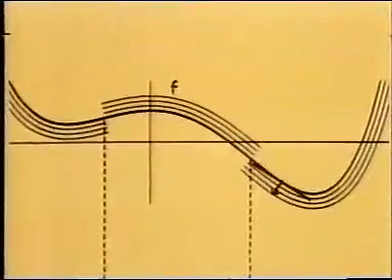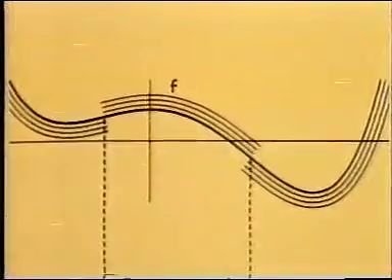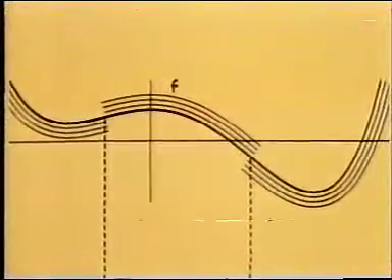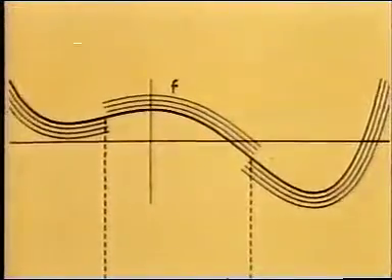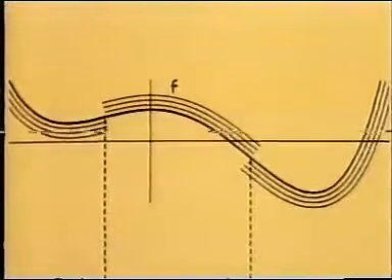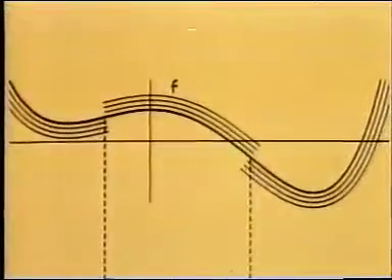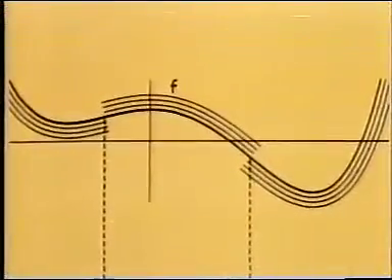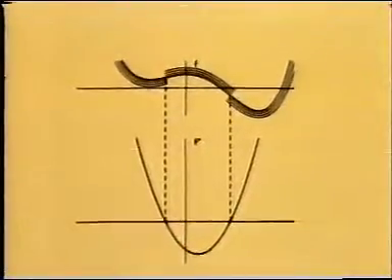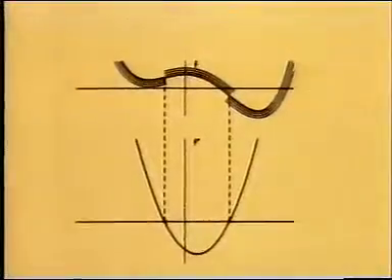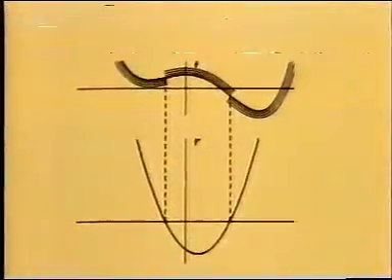We say at these two sections, the graph is concave upward. At this section in the middle, the graph is concave downward. A point at which the concavity changes is called a point of inflection. So, the zeros of f double dash correspond to the points of inflection of the graph of our original function f. All right, we've learned some new terminology. We've learned about points of inflection, and we've learned about concavity.